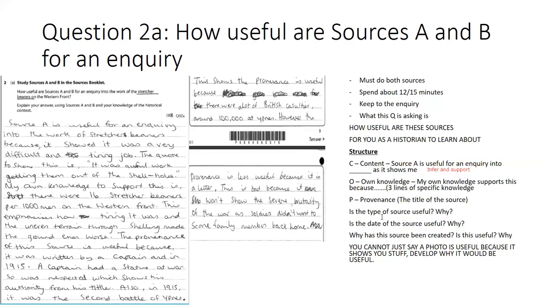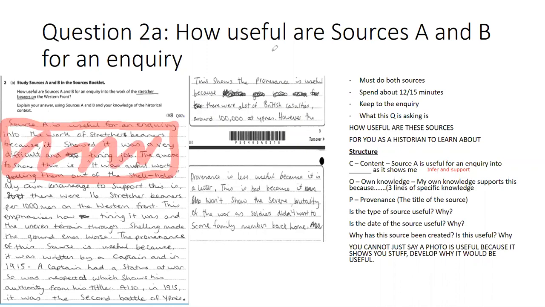So what we've got here is an example of an 8 out of 8 response, but I've only shown you one source. Source A is useful. Now, as I go along, I'll tell you where the content is, the own knowledge, and the provenance. It is quite obvious where it is. Okay? So, content. Source A is useful for an inquiry into the work of stretcher bearers because it shows it is a very difficult and tiring job. The quote to show this is that it was awful work getting them out of the shell holes. This bit here is all the content.